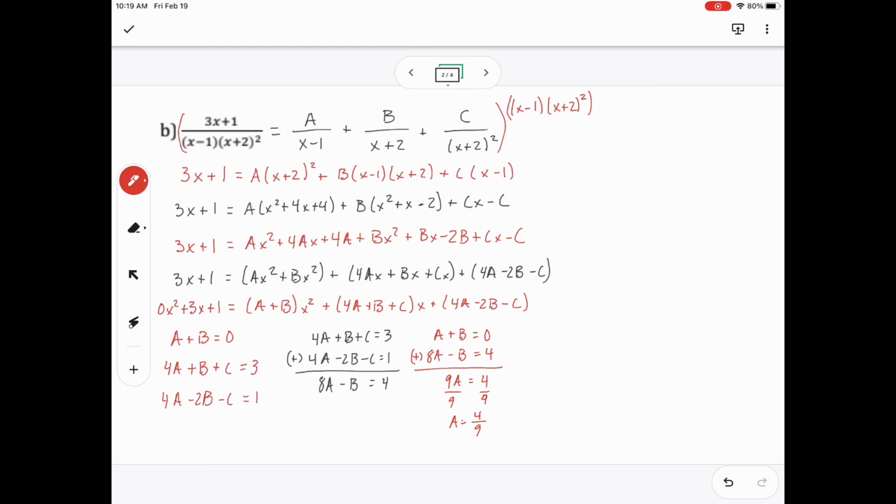So here I get a is equal to 4/9. And then I have to go back and find what b is. Notice that I have to make common denominators here to find what b is. So that'll be negative 36/9. And that allows me to get a value of negative 4/9 for b.